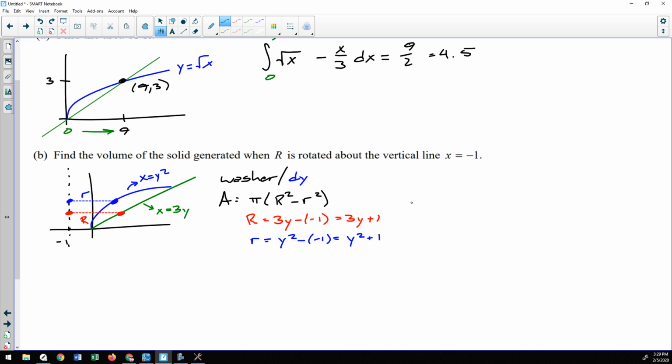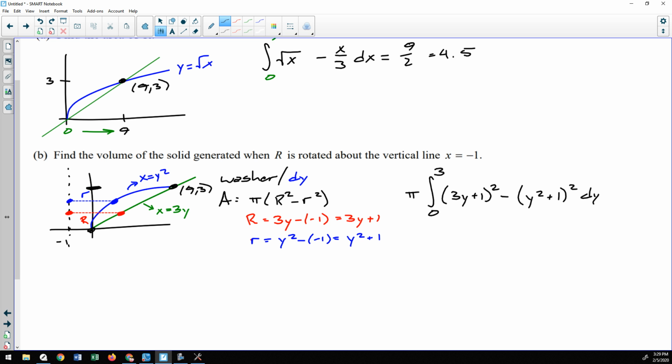And now I'm ready to put this into an antiderivative. So it's pi times the antiderivative of big R squared, so (3y plus 1) squared, minus my little r squared, (y squared plus 1) squared. And then my limits of integration, because it is a dy problem, I have to use the y coordinates of the boundaries. My intersection here is (9, 3). I'm starting down here at the origin. So we're going to go from 0 up to the upper boundary, which is at a y coordinate of 3.